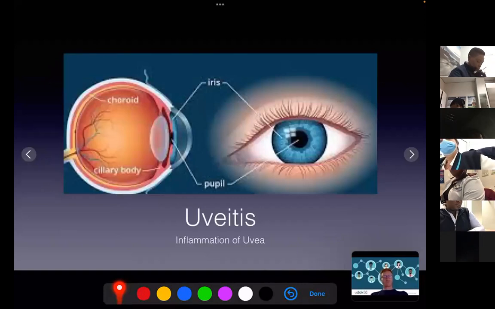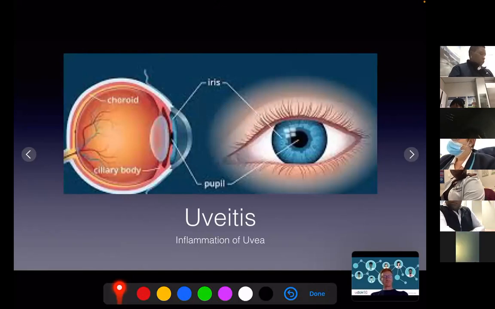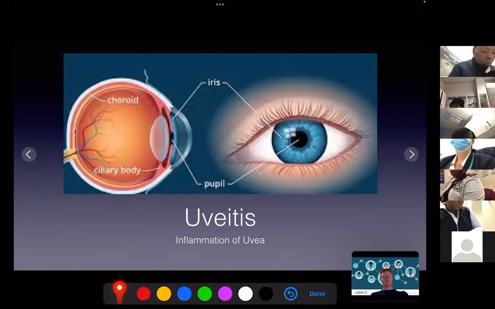Next one is uveitis. So this is a little bit of the anatomy here as well. So the uvea, remember, is essentially the iris together with the pupil itself. So essentially you get the iris there, and then it leads into the ciliary bodies, which actually hold onto the lens, and that actually changes the lens for close-up vision and distance vision. And then that actually leads into the choroid, which, remember, as we mentioned at the beginning, supplies blood to the eye itself.